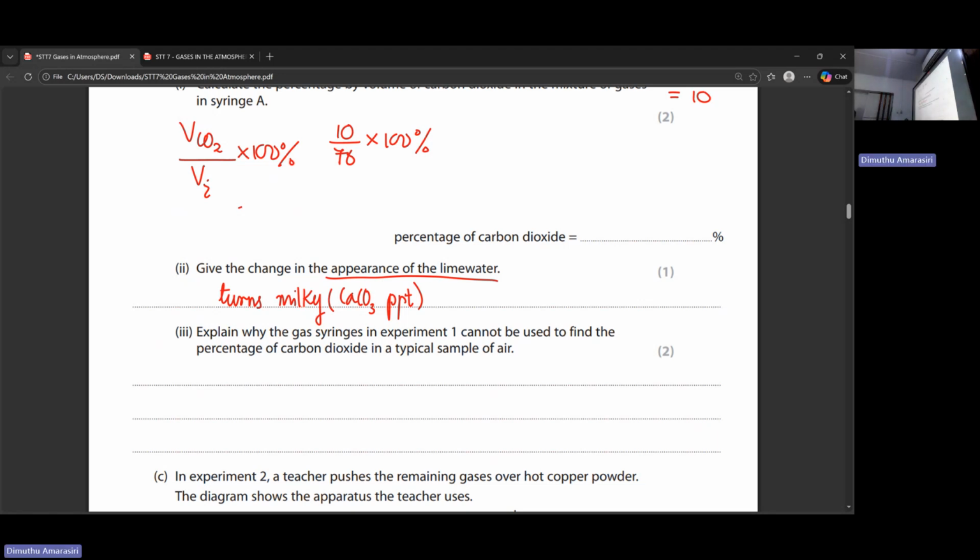If you give the answer to this question, you are a genius in this syllabus. Explain why the gas syringes in experiment 1 cannot be used to find the percentage of carbon dioxide in a typical sample of air. So why can't we find it?